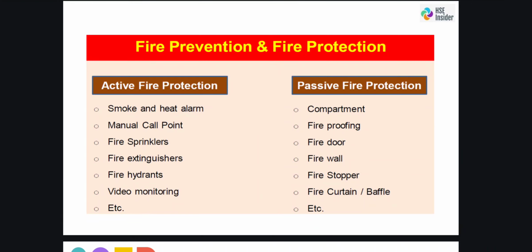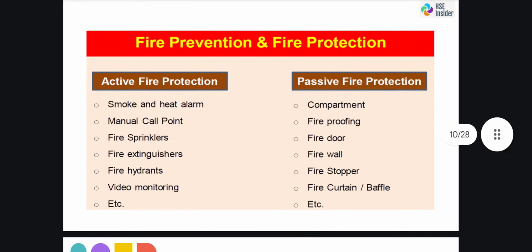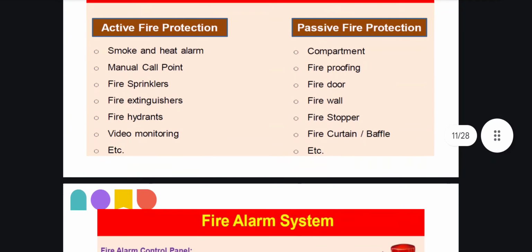Fire prevention and protection. So what comes under active fire protection? Smoke and heat alarms, manual call points, fire sprinklers, fire extinguishers, fire hydrants, video monitoring, etc. Whereas in passive fire protection: compartmentation, fire proofing, fire doors, fire walls, fire stoppers, fire curtains, etc. will come under passive fire protection.